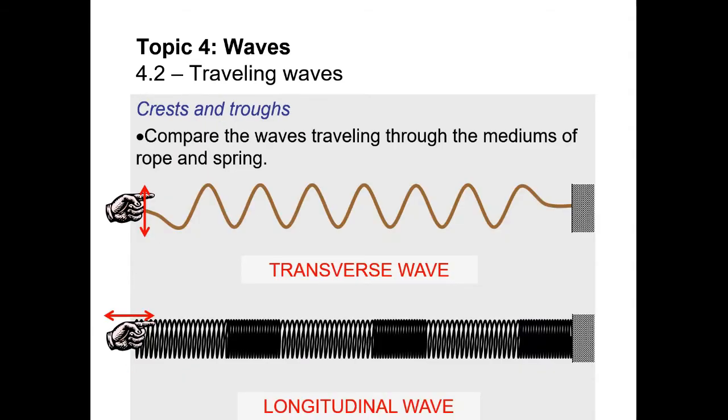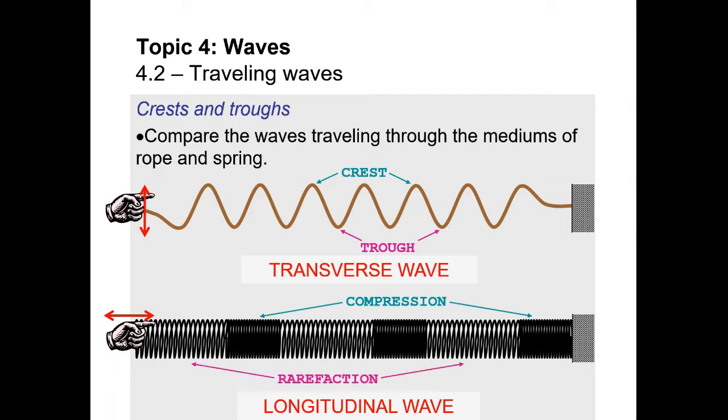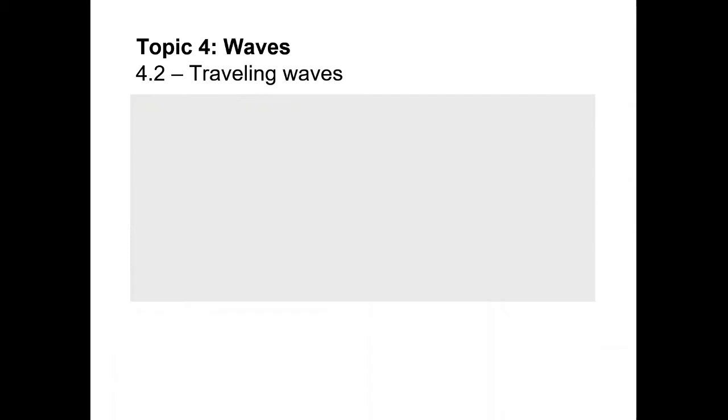Crests are positive maximum displacement, and the troughs are negative maximum displacement. Compression is a region where particles are closer and the pressure is higher. Rarefaction is a region where particles are far apart and the pressure is lower.